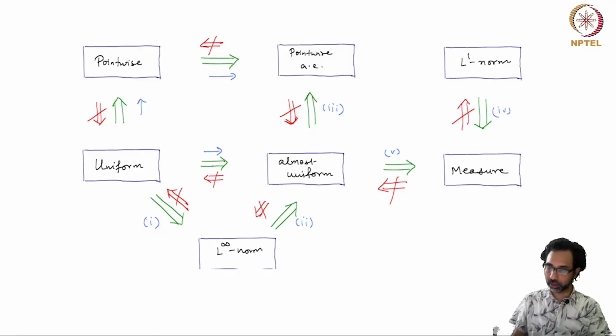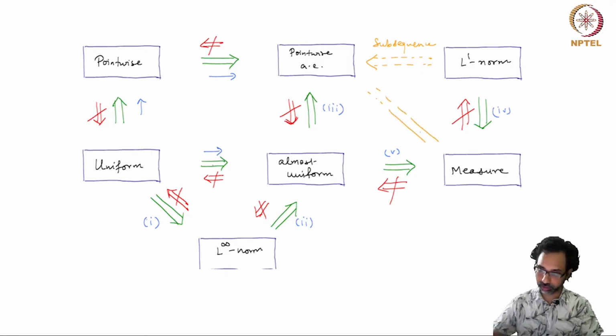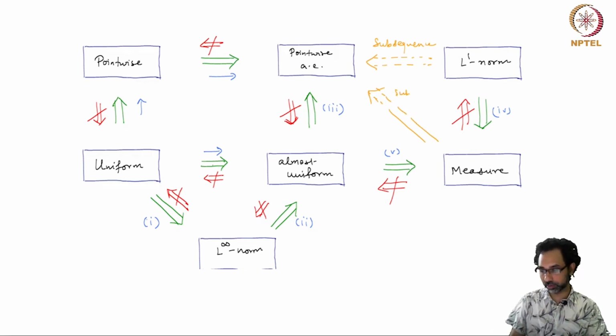Now what I can say as a final few words for this map is that we have seen that convergence in L1 norm implies that there is a subsequence which converges pointwise almost everywhere. So this is extracting a subsequence, and in fact one can strengthen this a little bit, and even for convergence in measure there is a subsequence which converges pointwise almost everywhere.